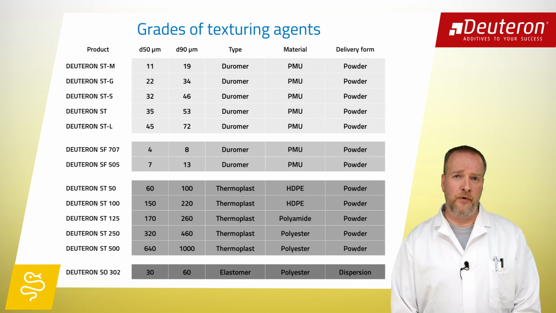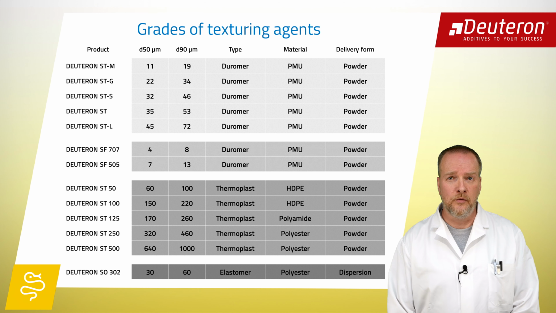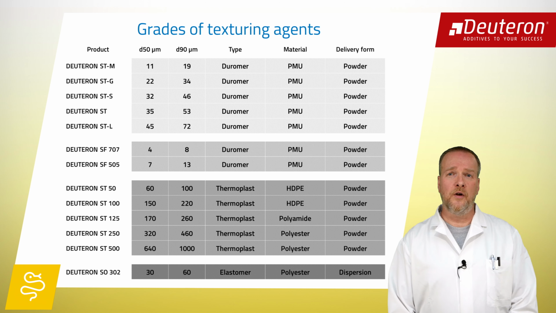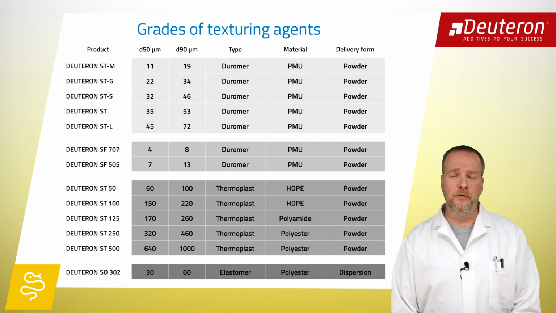There is one special product in this range, the aqueous dispersion Deuteron SO302. It's a coarse version of the soft additive Deuteron SO300.